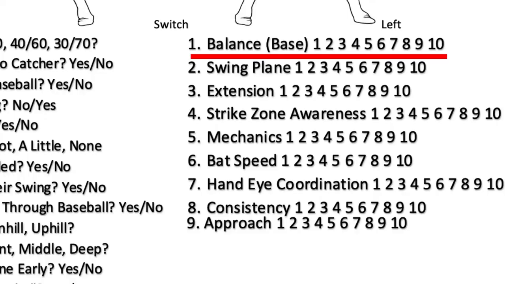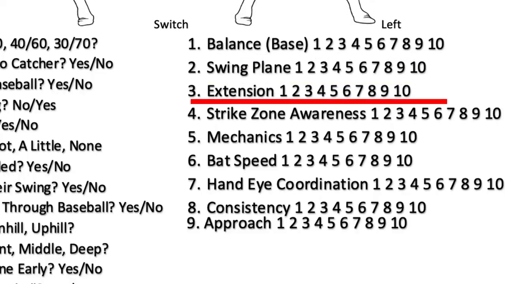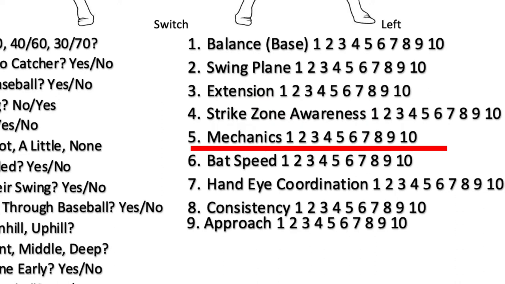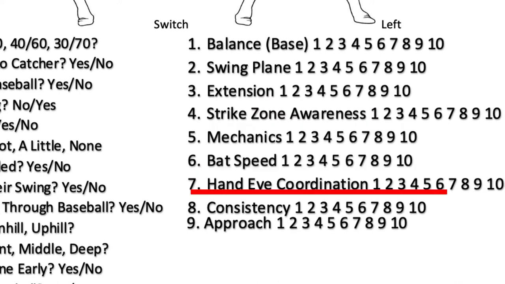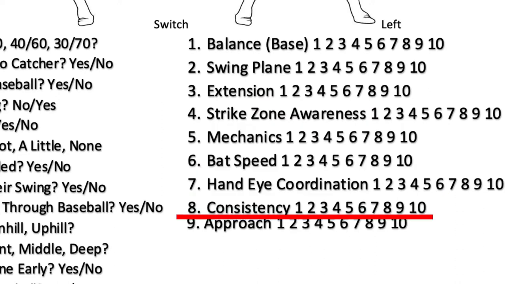And I base my ratings on the age bracket that they are in and what they look like. So the 9 options are balance, swing plane, extension, strike zone awareness, mechanics, bat speed, hand-eye coordination, consistency, and approach. And let's start with balance.